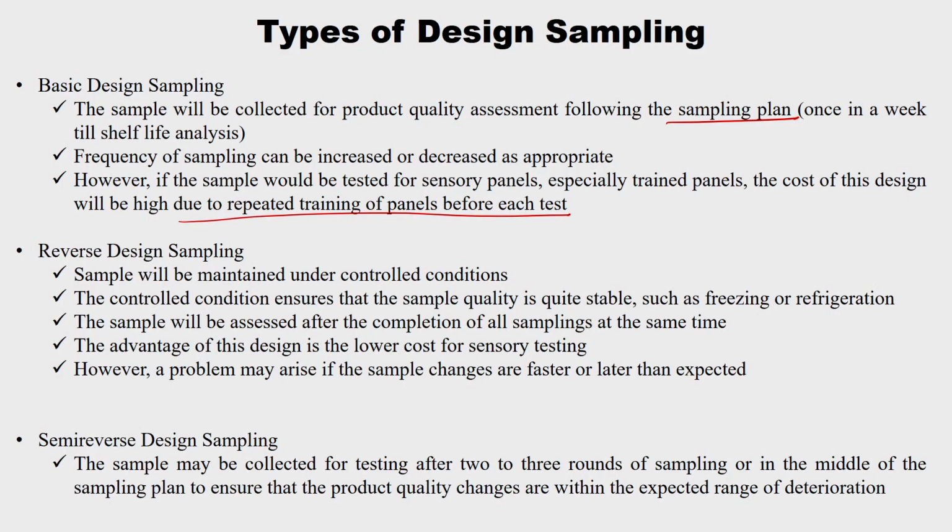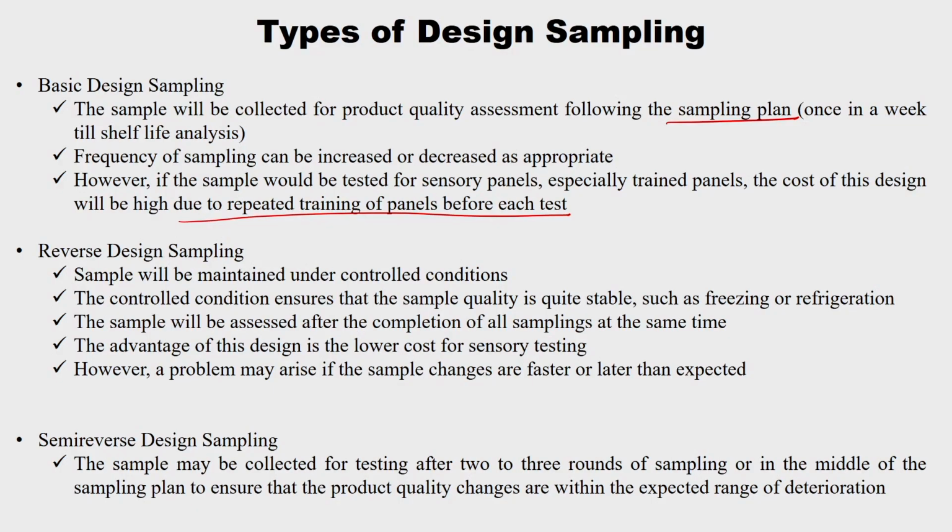In that way the cost of this sampling is high. One advantage we get is that the frequency of the sampling can be increased or decreased appropriately. For example, as per the sampling plan I decided on 1 week, but in between if I want to do it once in 3 days, then I can do it. That flexibility is with me, but each time all the tests have to be carried out, because of which the testing is very much costlier.